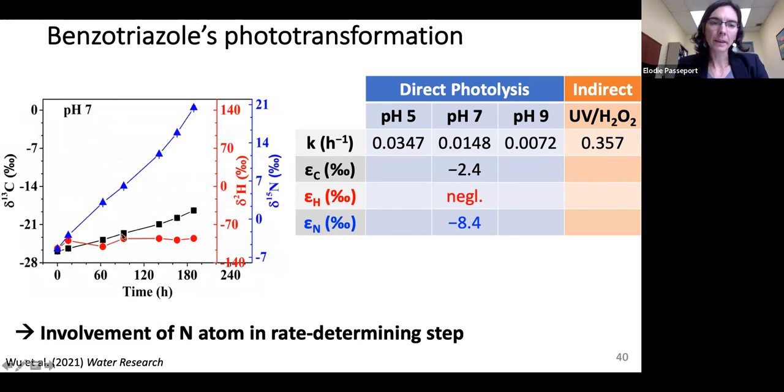And so here I'm showing you the delta C13, so the stable isotope value for carbon on the y-axis on the left here in black. So this is this one here. And then the delta 2H, so hydrogen isotope analysis in red, and then nitrogen isotope analysis in blue. For one experiment, the one done at pH 7. And so this is all versus time since the start of the experiment. What you can see here is that we had negligible isotope fractionation on hydrogen. It was moderate on carbon. It was very high for nitrogen.